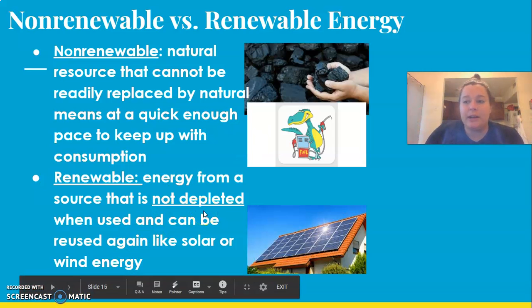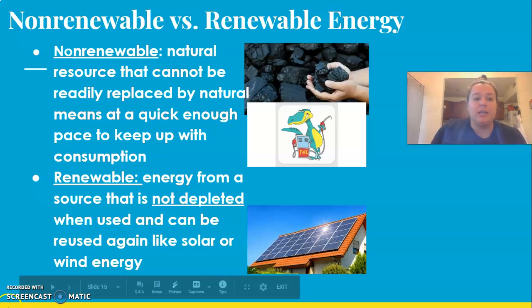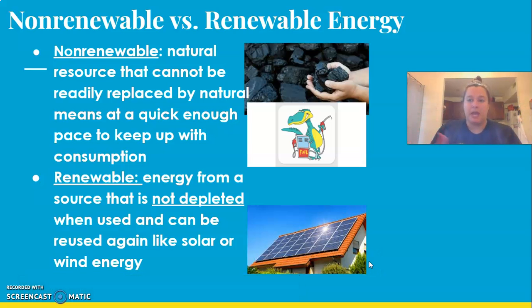Now, the other type of energy is called renewable. That means it can be replaced within our lifetime. It's not used up. We can reuse it over and over again. So for example, the solar panel, as long as the sun's out and shining, it can make energy.